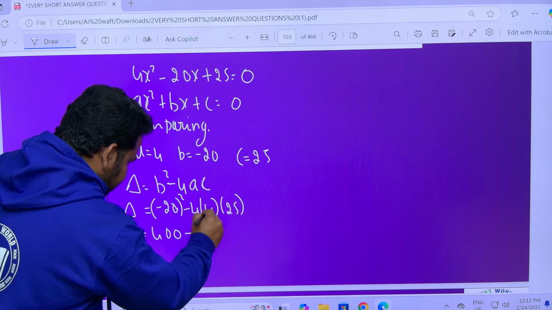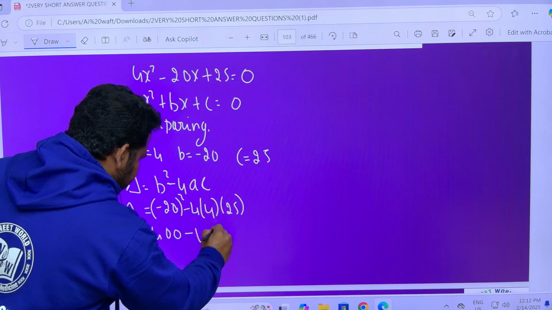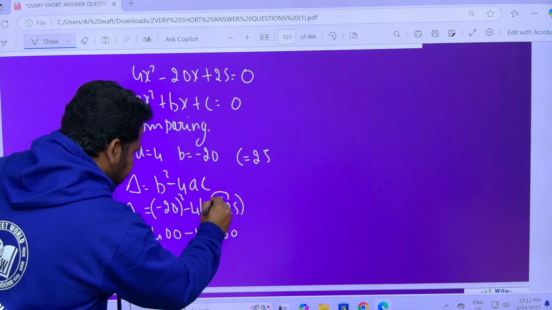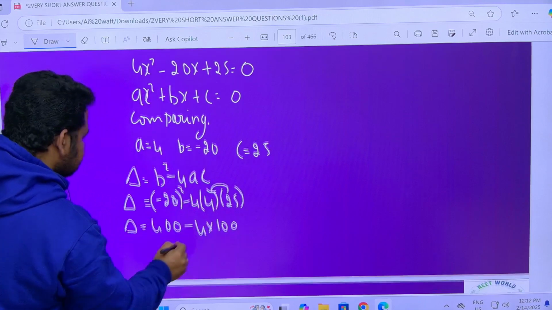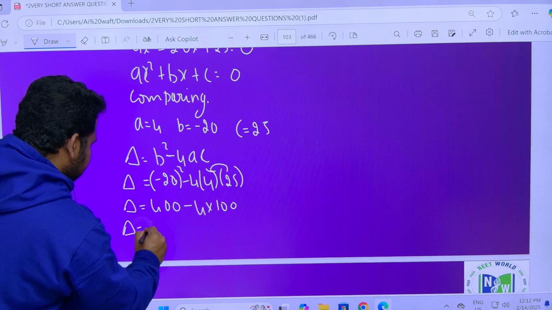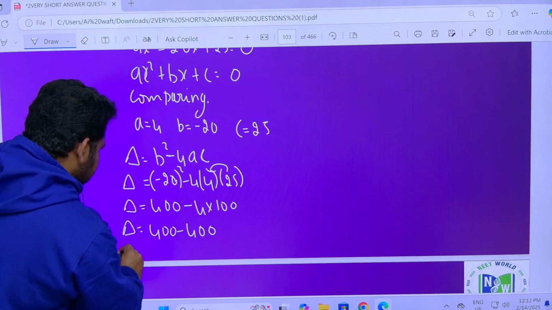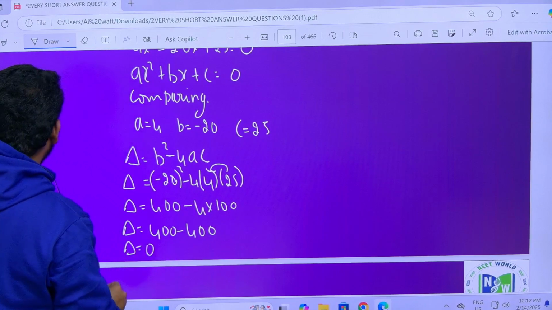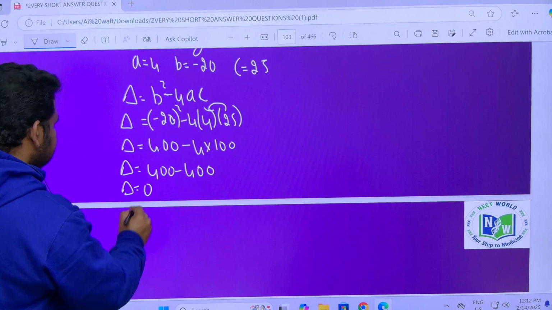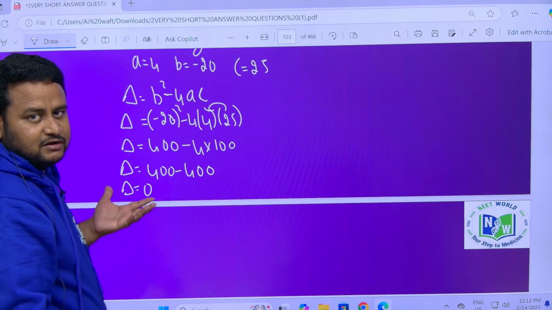This is what? 25 into 4. See, 25 into 4 is 100. So 100 into 4 is 400. Delta will be equal to 400 minus 400. So delta will be equal to 0. That means what, friends? The delta will be equal to 0, that is the discriminant value is equal to 0.